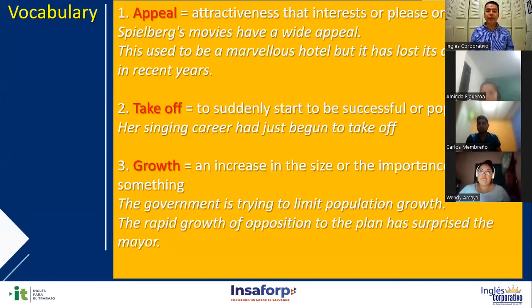Please repeat the pronunciation to appeal. And attractive. Okay, wait. Listen, when you use the word ness, it means that you change an adjective, in this case attractive, you know, it's an adjective, into a noun.